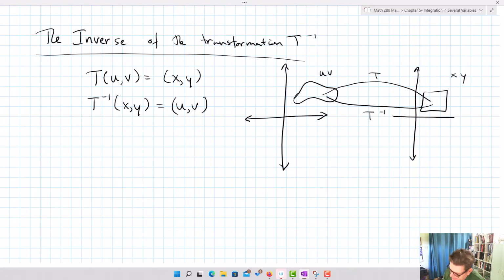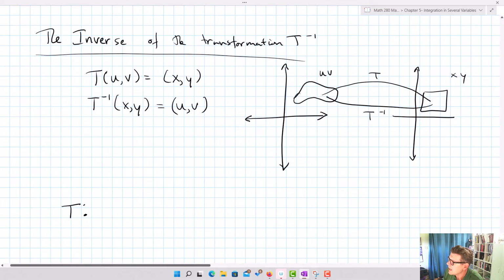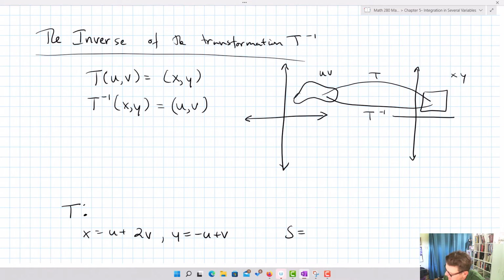So let's say, for example, I take T, and T is going to be the transformation x equals u plus 2v, and y equals negative u plus v, okay? And we're going to have S is going to equal R, which is going to be equal to what we call R squared, or R2, okay? So it's two-dimensional space. So our transformation T, we write it as, here's our domain, R squared. It's going to go to R squared, okay?